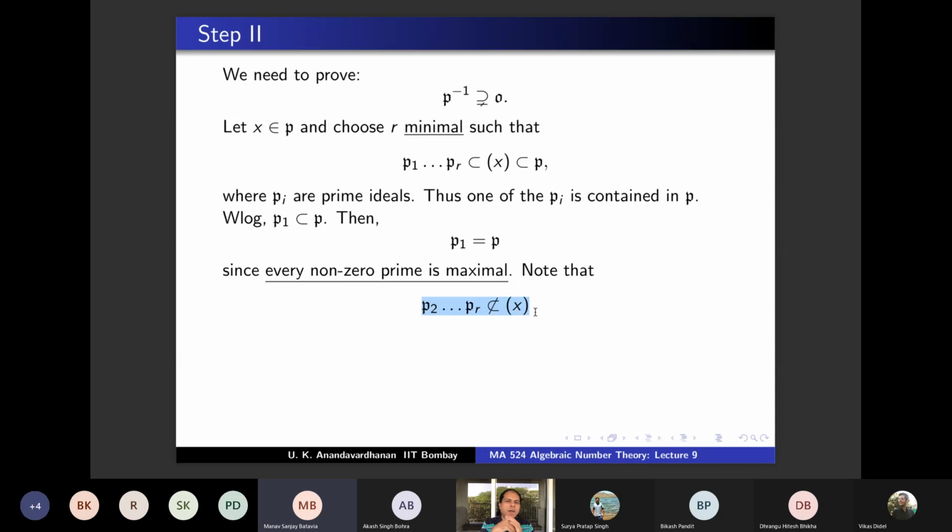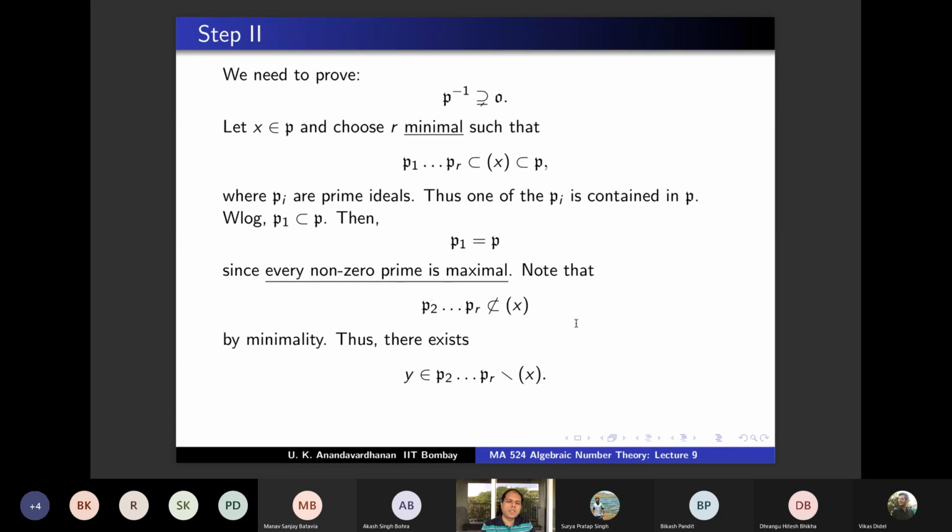Well, R is minimal. These are only R minus 1 here. So because R is minimal, this is not contained in X. In other words, by minimality, this is not contained in this. What does this mean? There is an element of this which is not in this. So there exists a Y in P2 times dot dot dot PR, the product, which is outside X because of minimality.